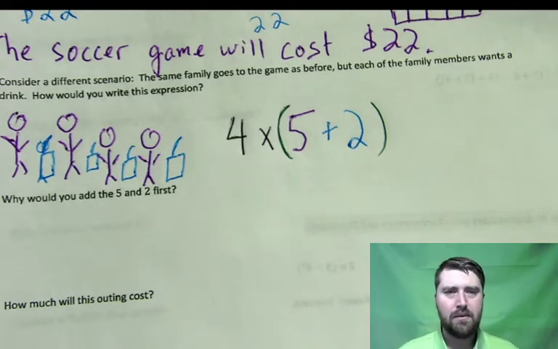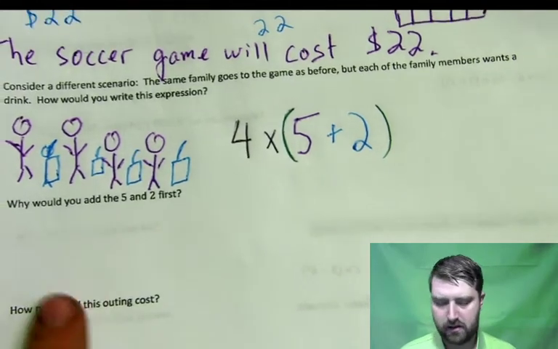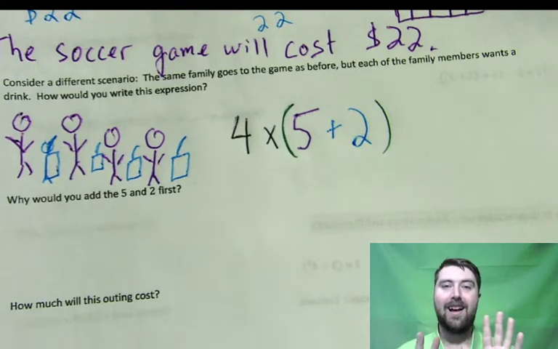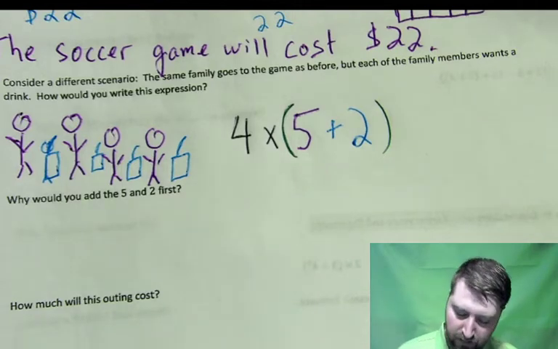So why do we group this first? Why would we add the 5 and the 2 first? Well, first we need to figure out how much each person spends. Each person spends $7, and then we multiply that by 4 to find the total cost. So we will write this down.